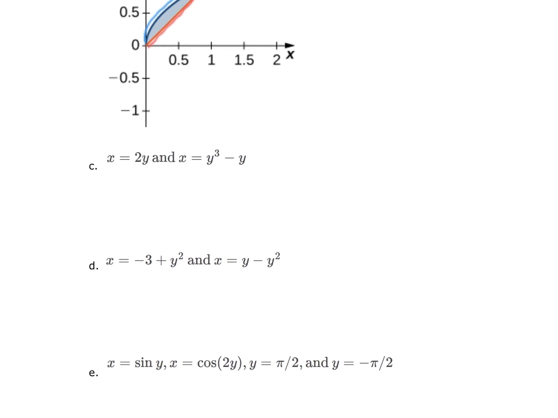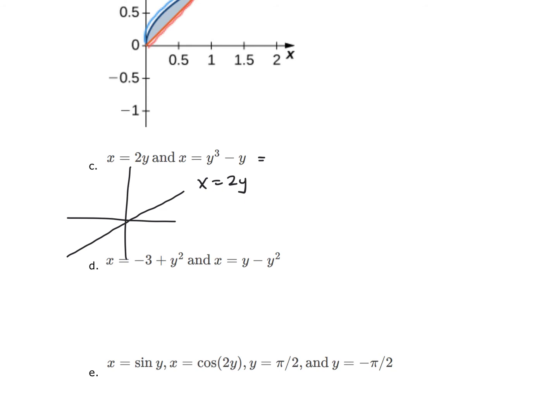With c, I don't have the graphs, so I could go out to Desmos and graph this. I also know that this is x is equal to 2y, and if I were to solve for x, I would have 1/2 x is equal to y, which means it has a graph that looks like this. So this is x is equal to 2y.